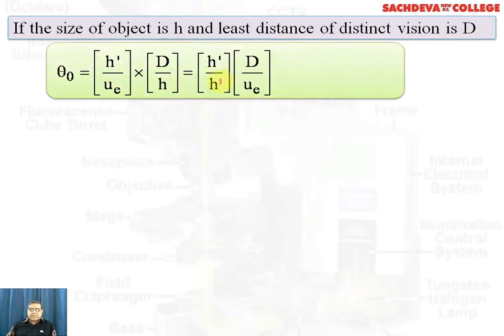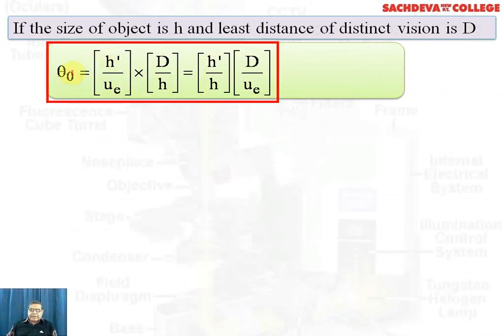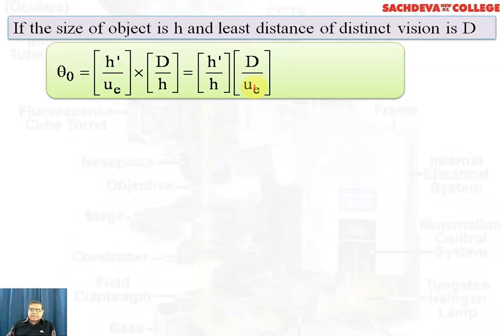then the visual angle theta naught will be given as h dash over ue multiplied by d over h. And this can be written as h dash over h, and then it is multiplied by d over ue. That is, ue means the distance of the eyepiece, or distance of object from the eyepiece. D is the least distance of distinct vision. And h dash is the height of the image, where h is the height of the object.